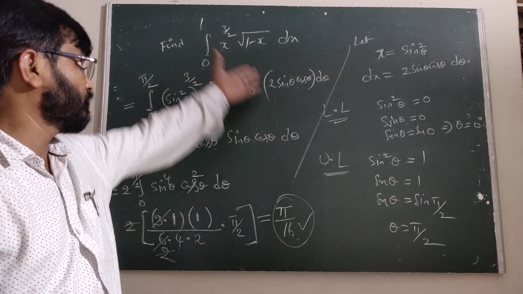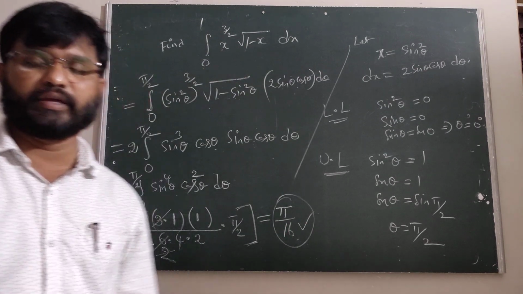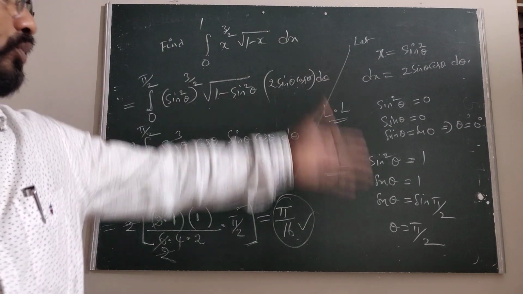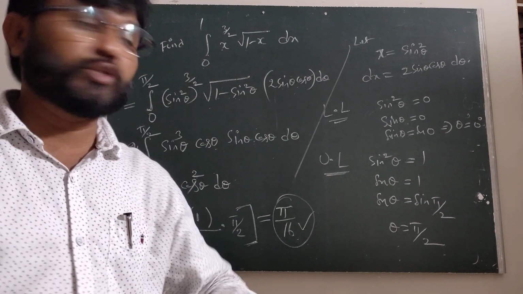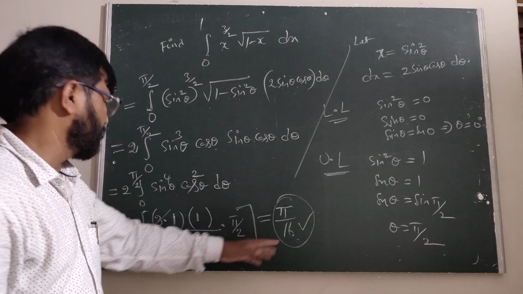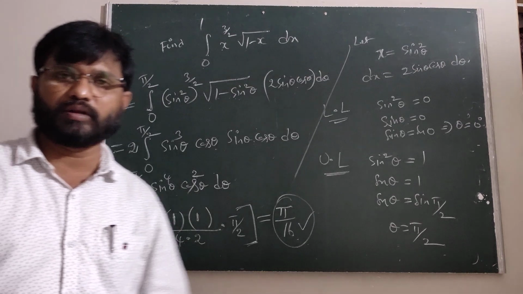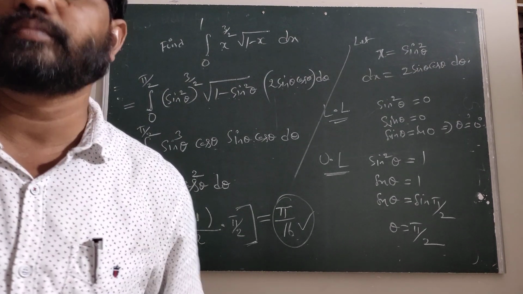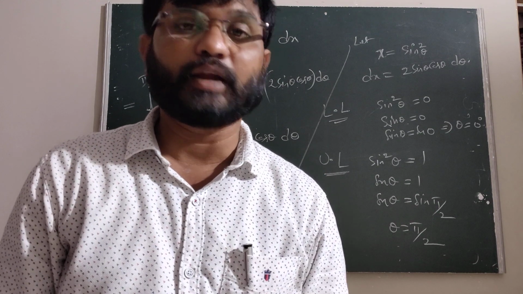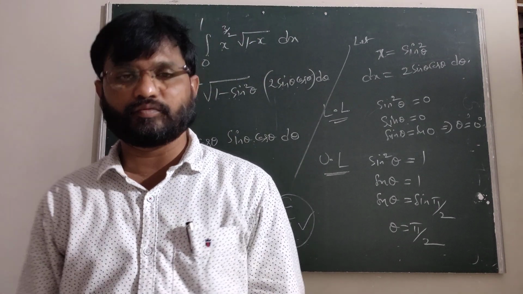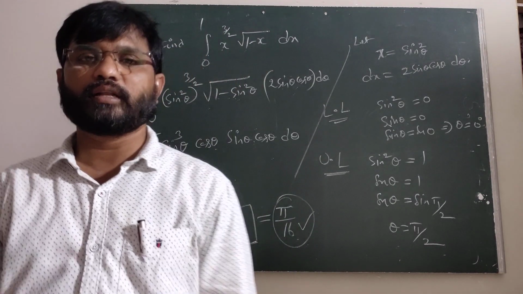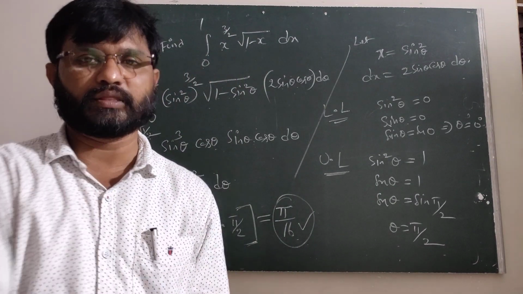How do we find this? We take x as sine square theta. Then differentiating with respect to x, we got dx is 2 sine theta cos theta. Then we also change the upper limit and the lower limit. Then we got pi by 16 by using the Wallis formula. This is today's class. I request you all to practice all the models of the reduction formulas. Tomorrow I will continue with some more models in the Wallis method. Thank you all.